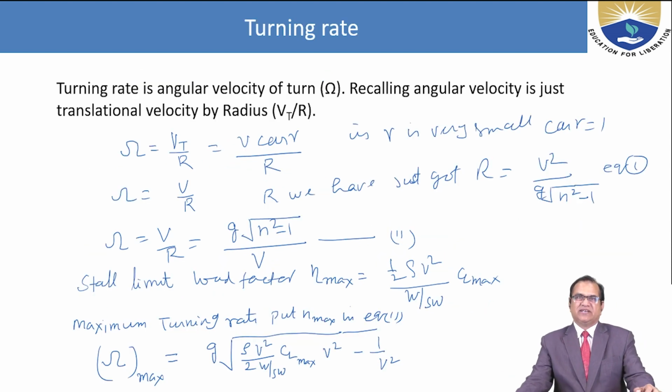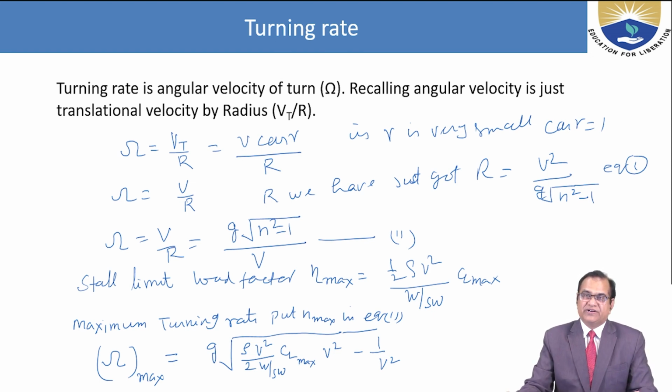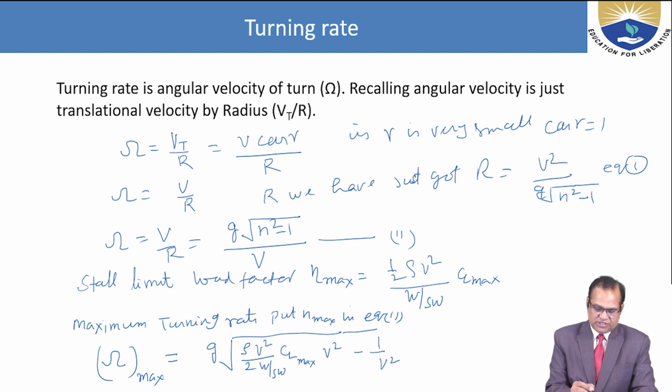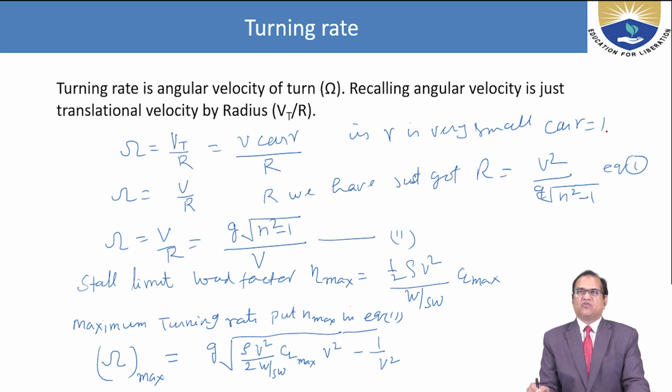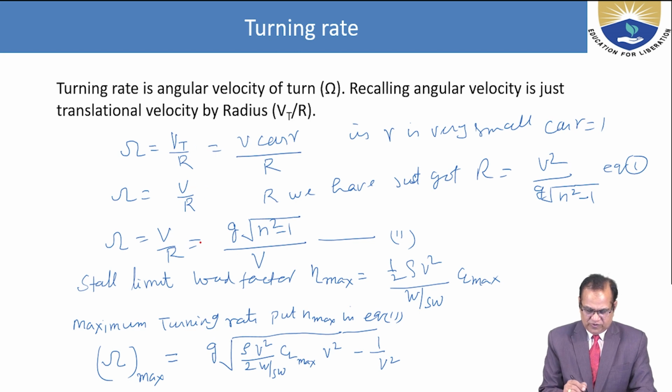Now we will see the next, turning rate. Turning rate is the angular velocity of turn and it is represented by omega. Recalling, angular velocity is translational velocity divided by radius, that is Vt by R. So omega is equal to Vt by R, and for Vt we can write V into cos gamma by R, where gamma is very small, so we can write cos gamma equal to 1. So omega is equal to V by R. R we have just got from the previous equation number 1, that is R is equal to V square by g under root n square minus 1.